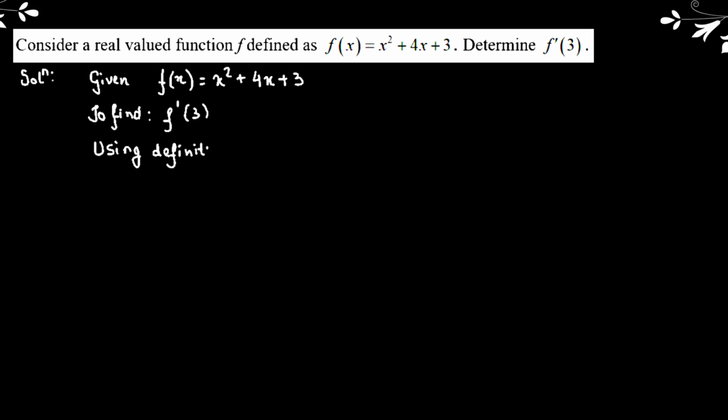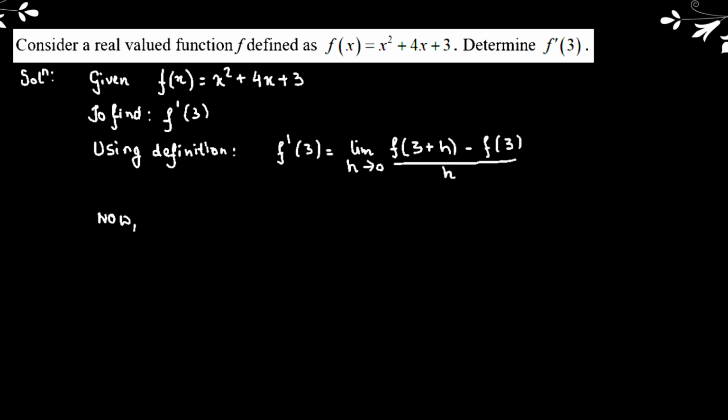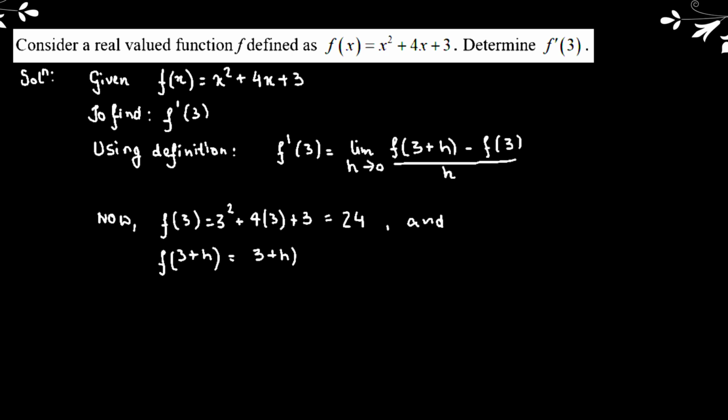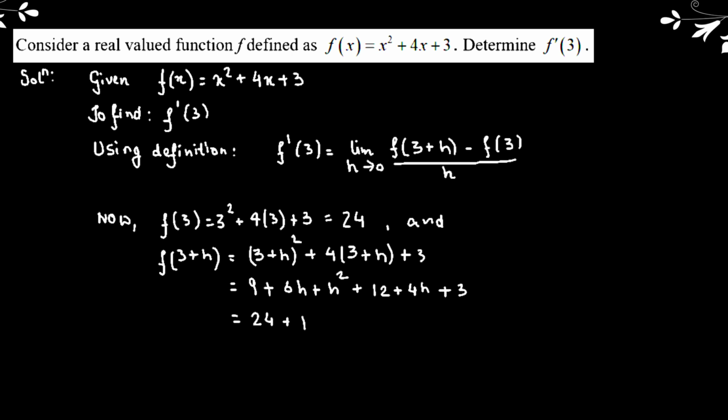Now we're going to use the definition: f prime of 3 is equal to the limit as h tends to 0 of f of 3 plus h minus f of 3, divided by h. Now f of 3 will be equal to 3 squared plus 4 times 3 plus 3, so that gives us 24. And f of 3 plus h will be 3 plus h whole squared plus 4 times 3 plus h plus 3. When we expand it we get 9 plus 6h plus h squared plus 12 plus 4h plus 3. Combining the like terms gives us 24 plus 10h plus h squared.